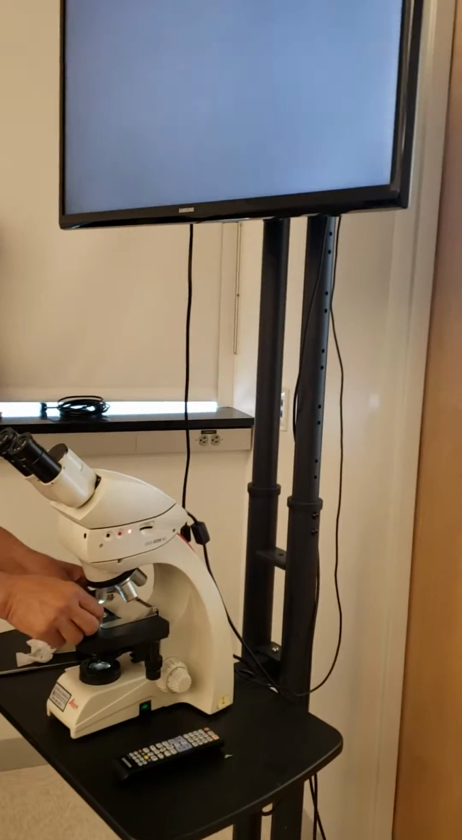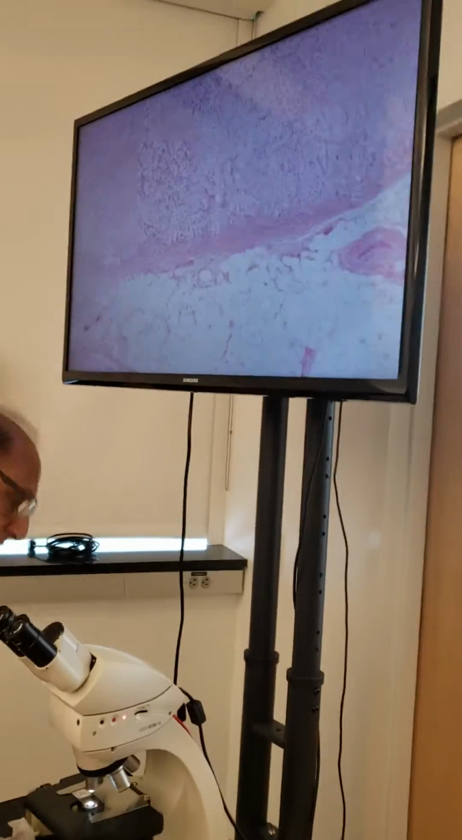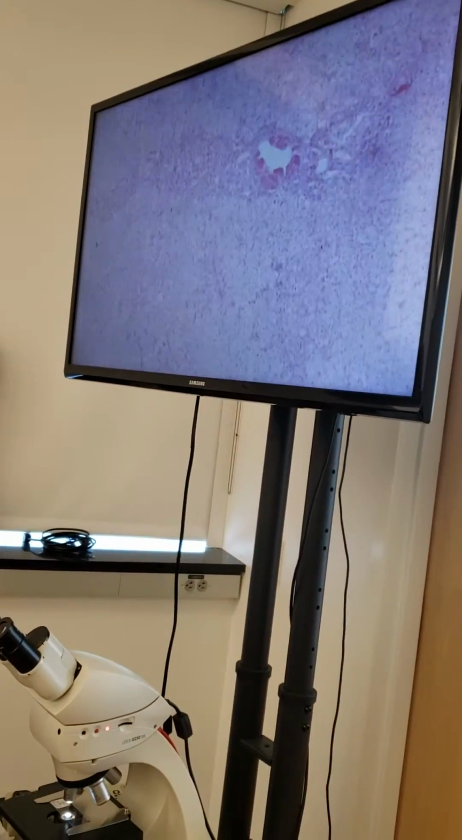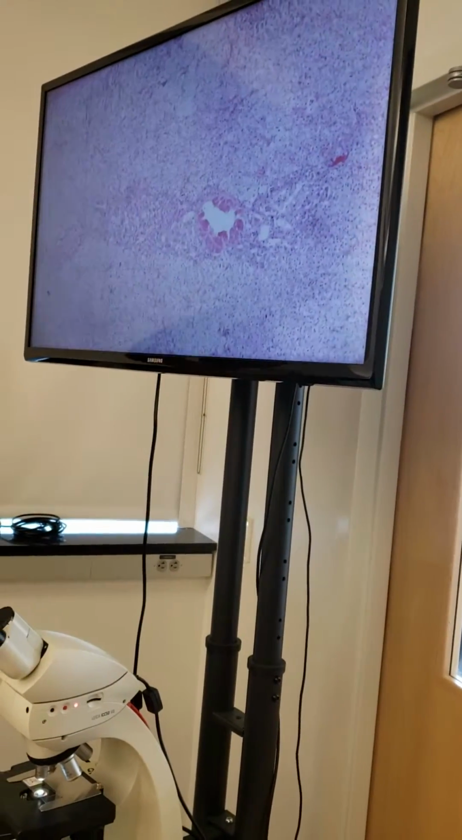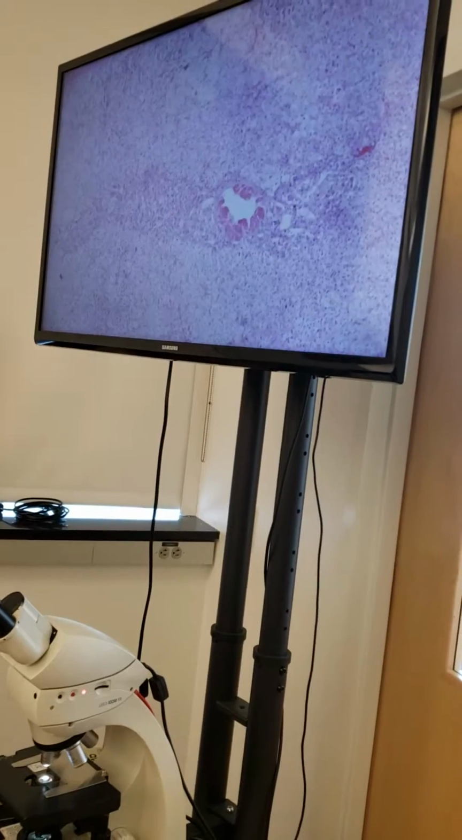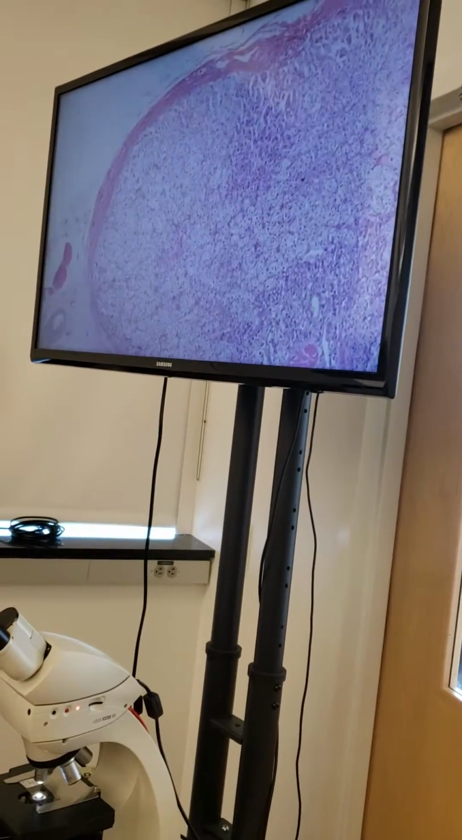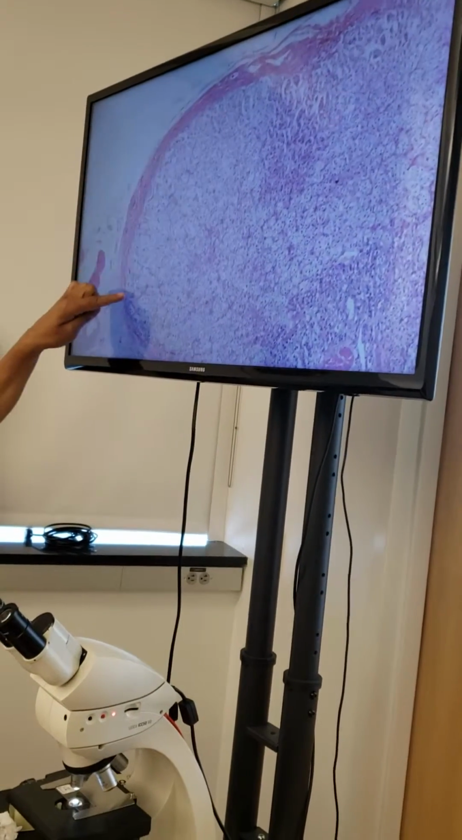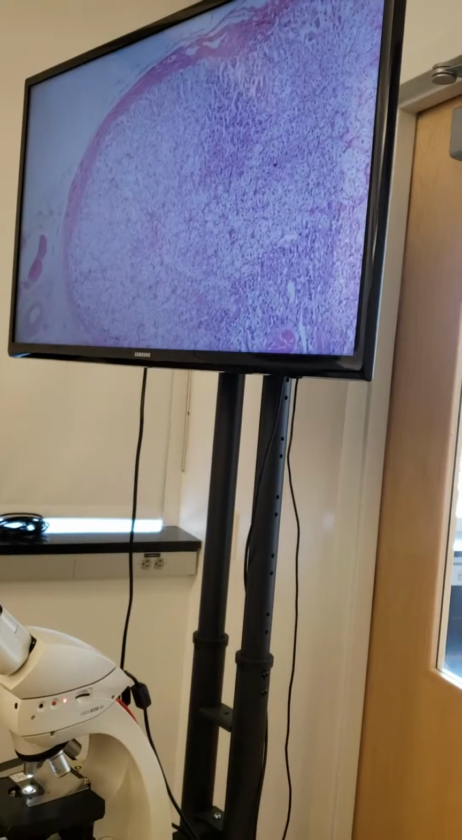So I'm in the lowest magnification. Even in lowest magnification, I cannot see the whole thing, right? This is lowest magnification. You can see the capsule. Can you see the capsule here? Then this must be cortex, right? Okay.